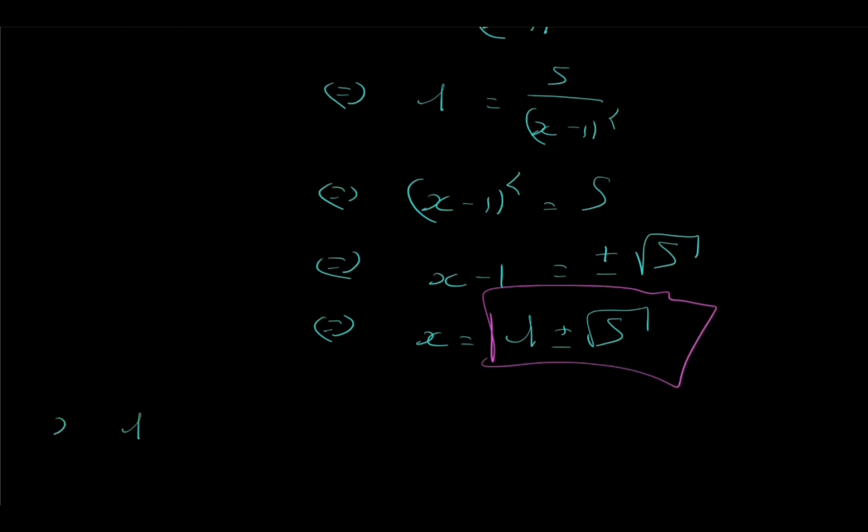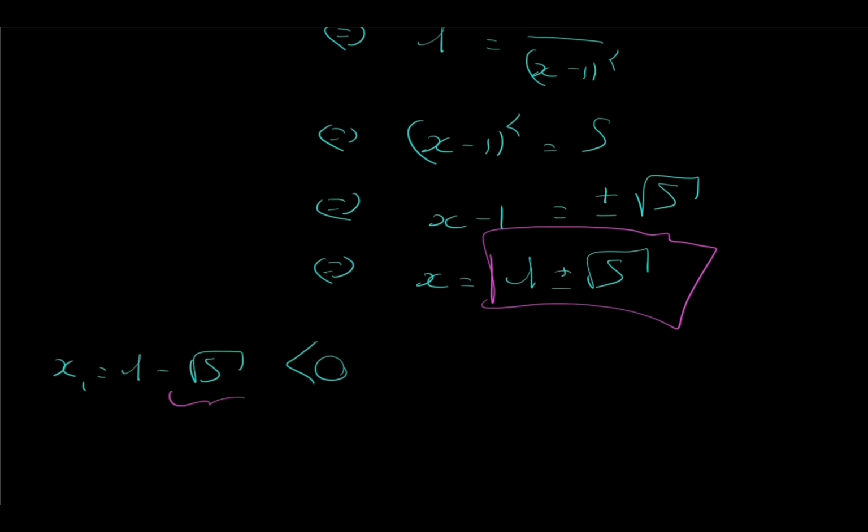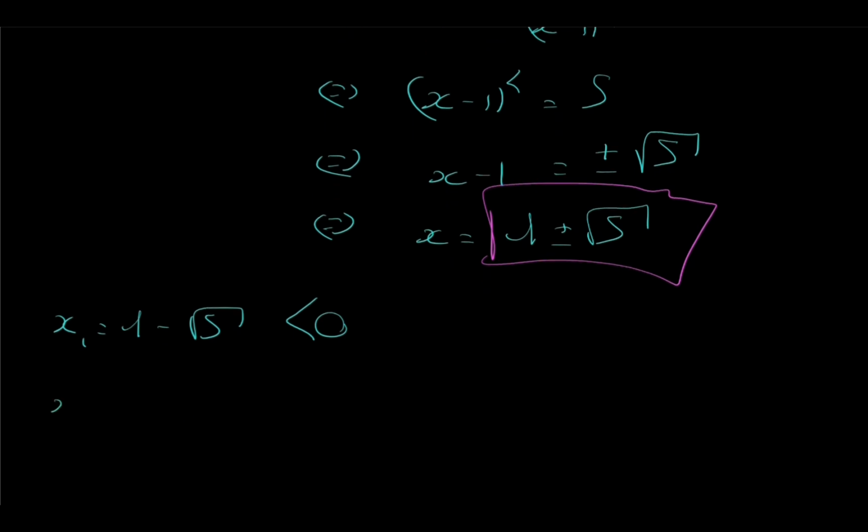So x1, let's call it 1 minus square root of 5, will be lower than 0, okay? Because this thing will be greater than 2, which is square root of 4. So we will have 1 minus something bigger than 2, which is lower than 0.